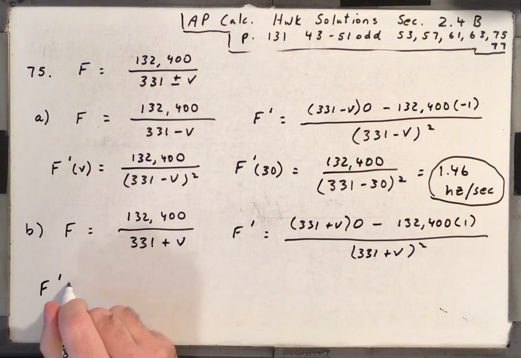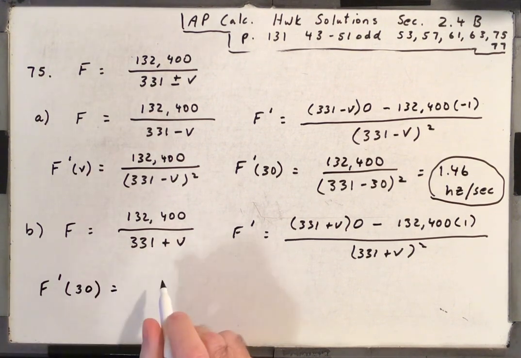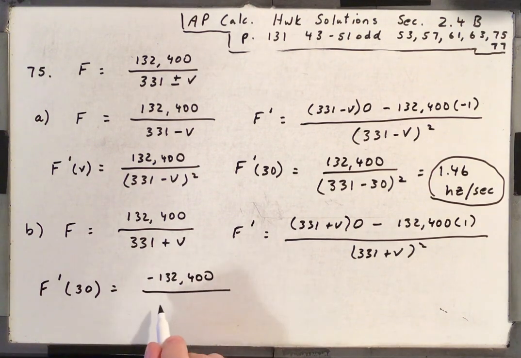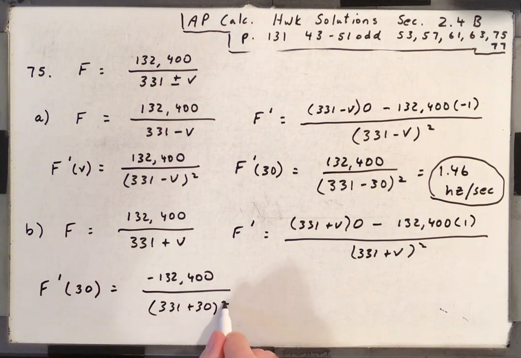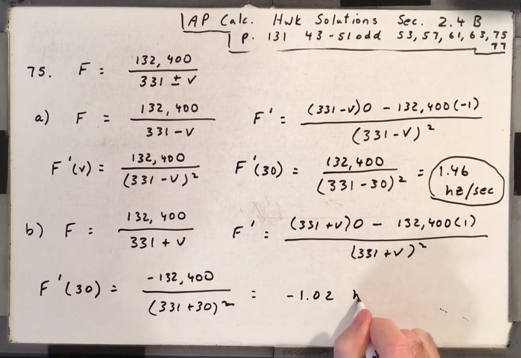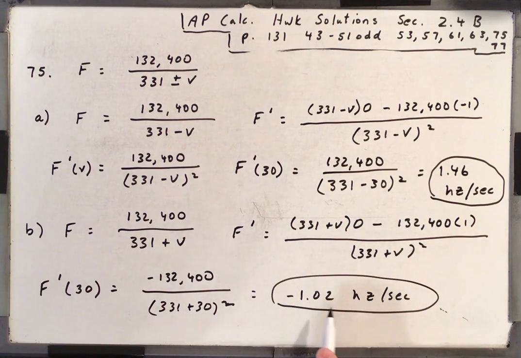So f prime of 30 would be negative 132,400 over 331 plus 30, all squared. And that is negative 1.02 hertz per second. So every second the frequency is going down by 1.02 hertz. So that means the pitch of the sound is also going down.